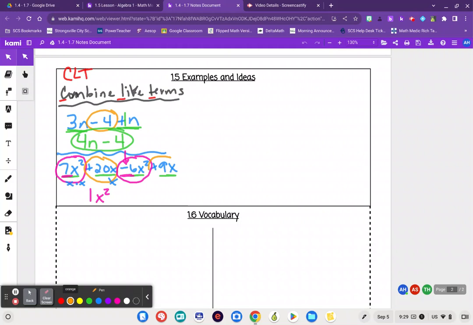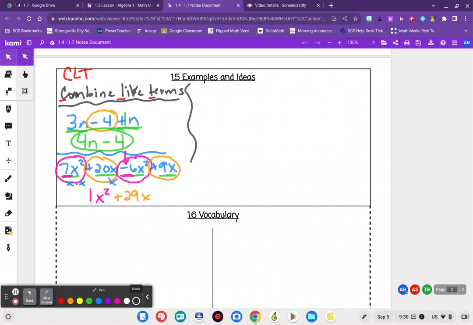I'm going to circle the plus with the 9. So whatever sign is in front of the term, you keep the sign with that term. And now I have 20x plus 9x, which is a 29x. I'm just going to leave it as x. I'm counting how many x's there are, and there are 29 of them. Okay, so that's combining like terms.